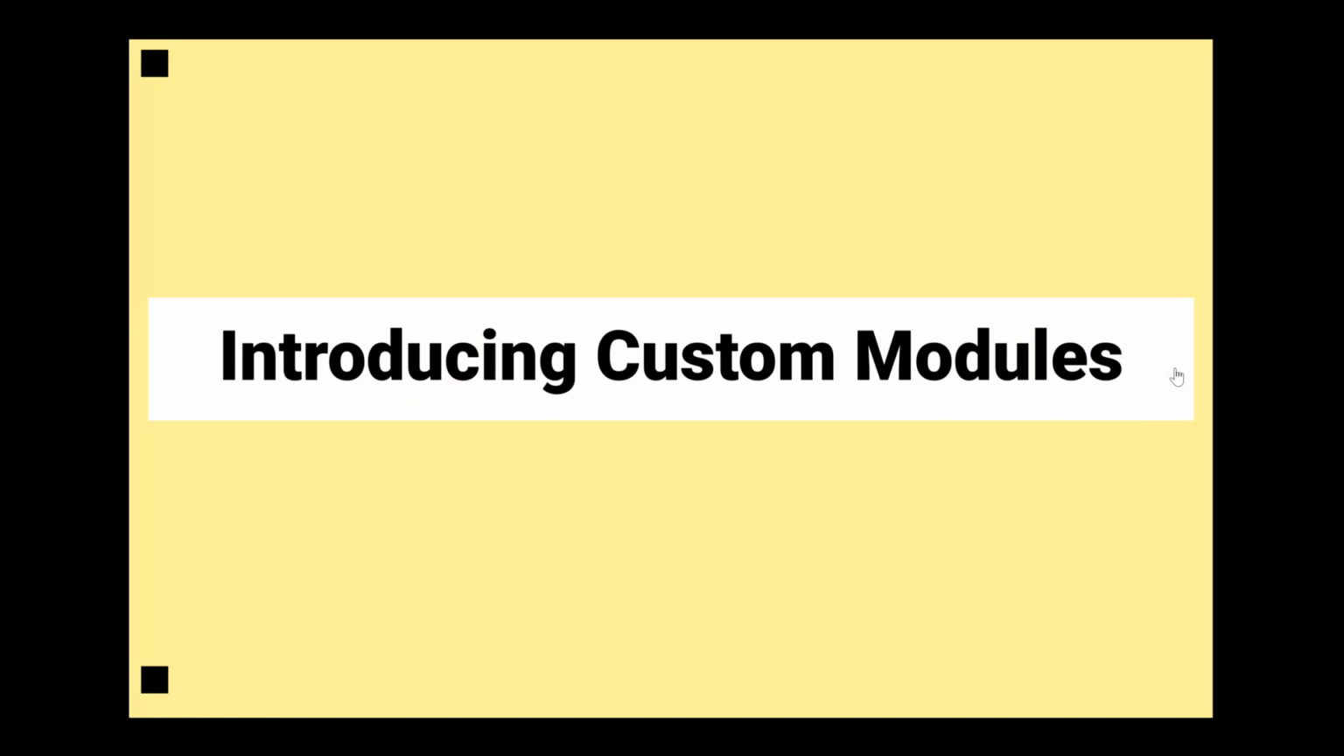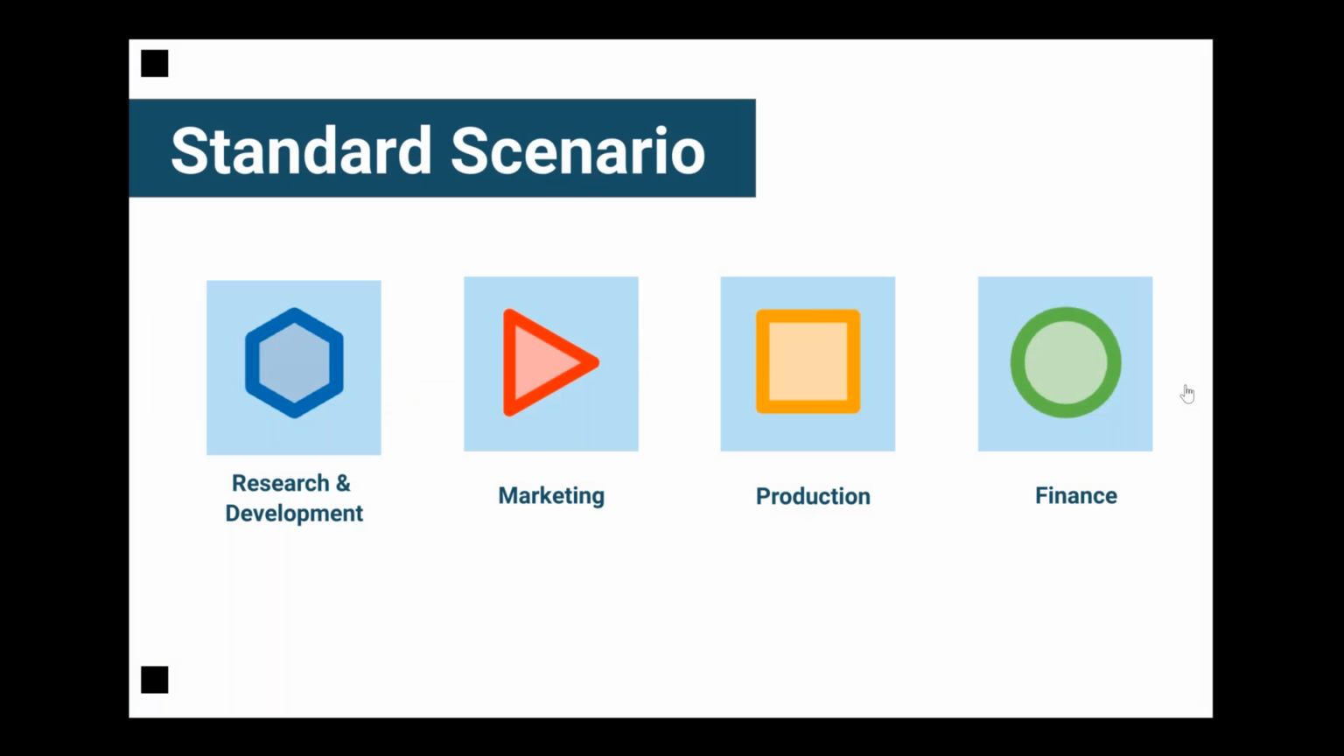So as we saw in the standard scenario, we have these four departments: research and development, marketing, production, and finance. And as I mentioned, some professors want to dive deeper into this. They want to expand the decisions that students need to make to cover other areas.